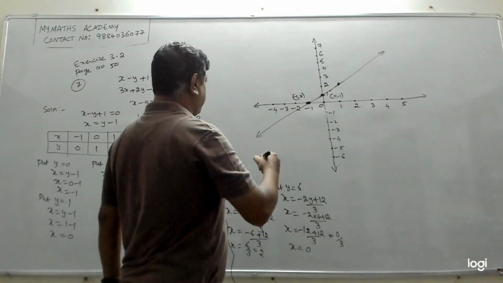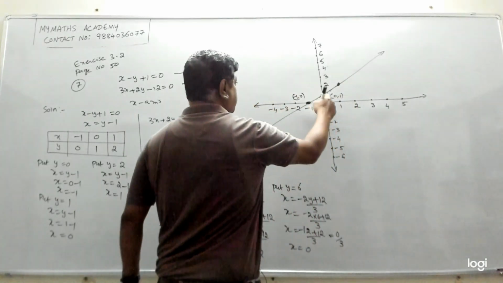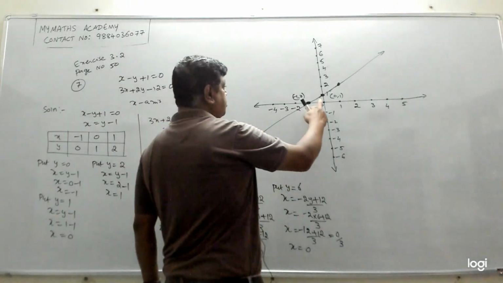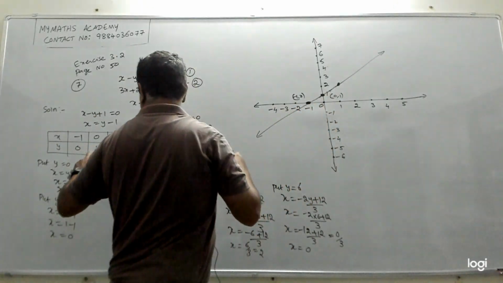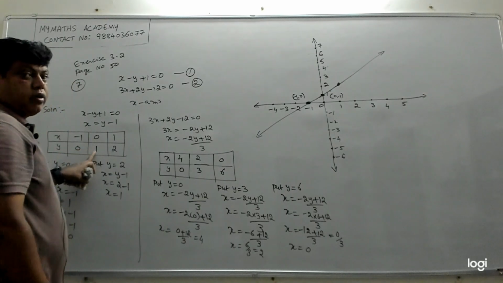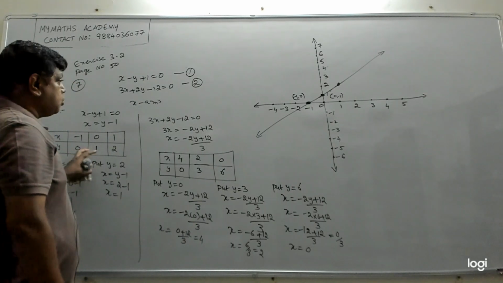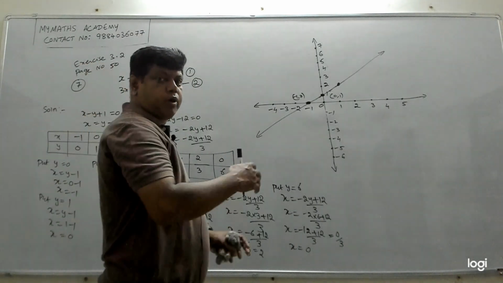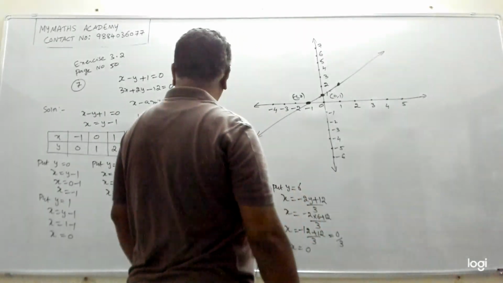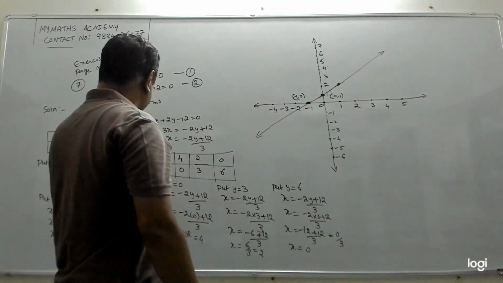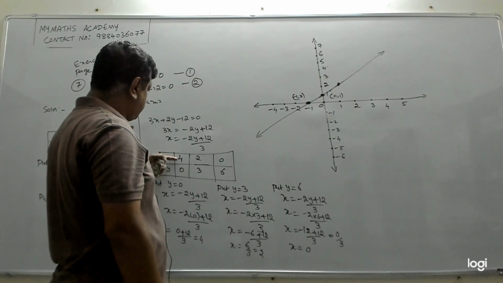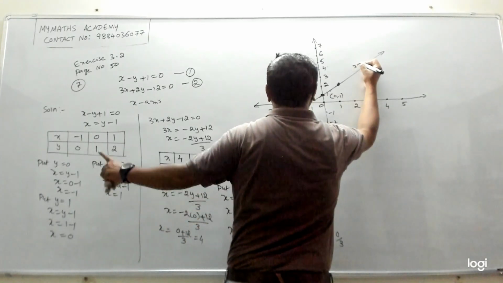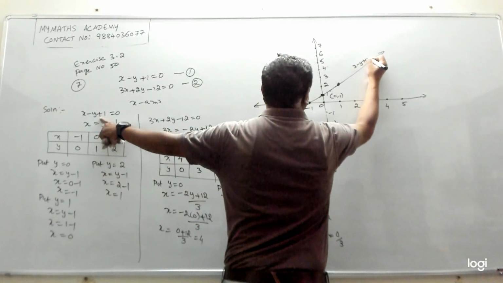Now, if you always go for 3 points, then we can be sure that our graph is correct. Because if you take only 2 points, suppose this point is wrong, but we have plotted these 2, you will always get a straight line. So better to go for 3 points to make sure that our graph is correct. So this is the graph for the line x minus y plus 1 equal to 0.